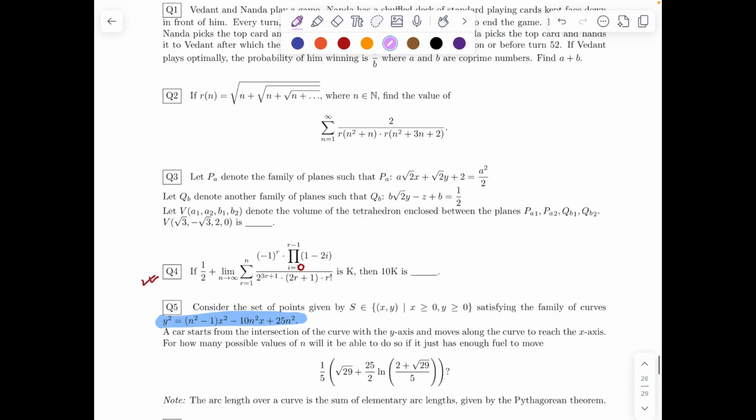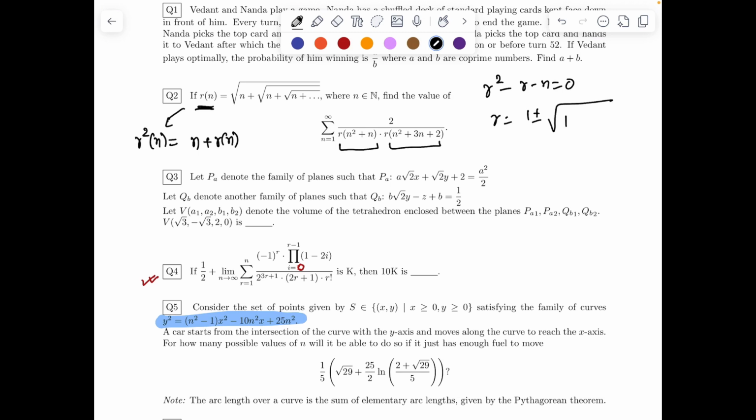If I go to question 2, that's not really hard because you must have done a question like root over 2 plus 2 in your school level as well. So what I'll do is we'll square it up. Remember, r is a function of n, so that's a symbol, it's not r into this, which can be the first sort of confusion. So r² of n is n plus r(n), and if I solve this quadratic, r² minus r minus n equals 0, r = (1 ± √(1+4n))/2.